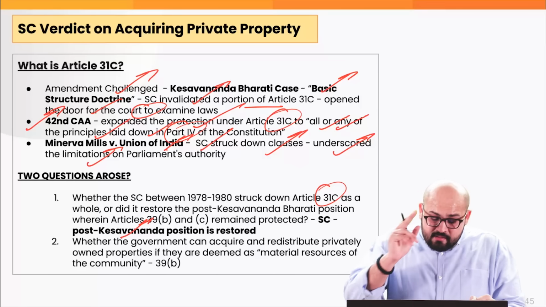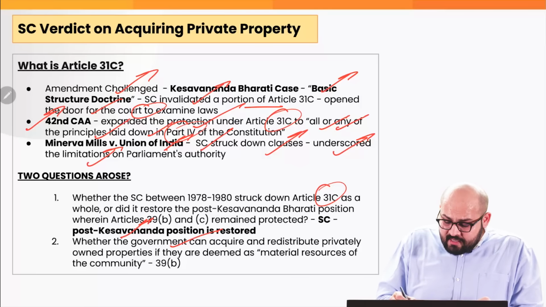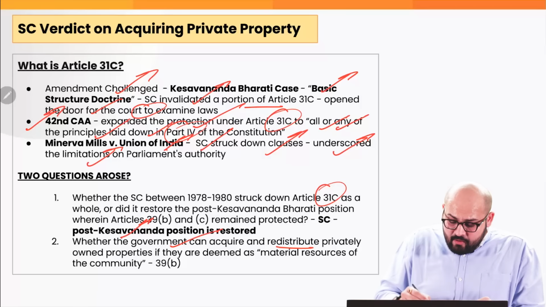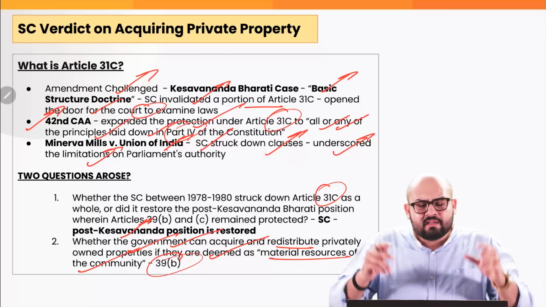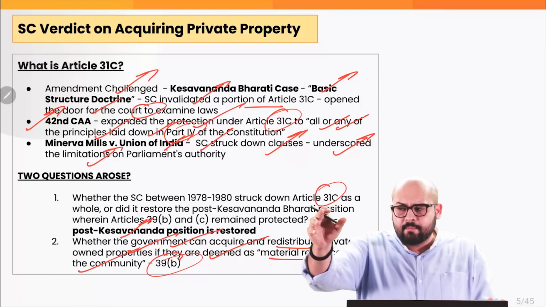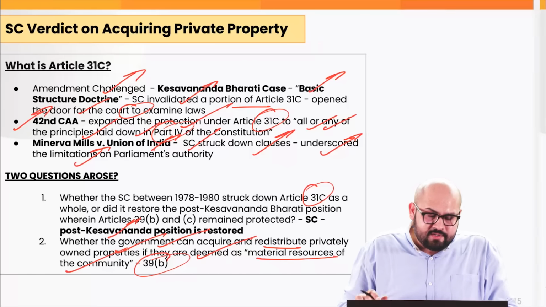That is the first thing. Second question is whether the government can acquire and redistribute privately owned properties if they are deemed as material resources of the community. Whether the state has absolute right over the privately owned properties. That is the second question.